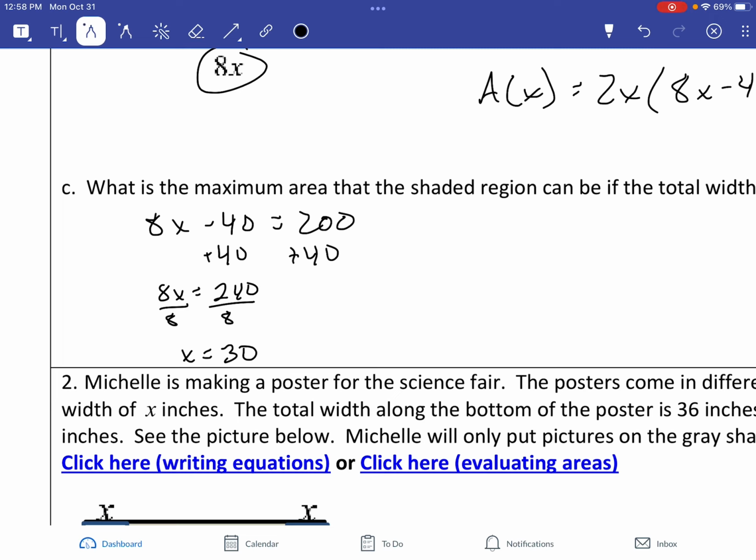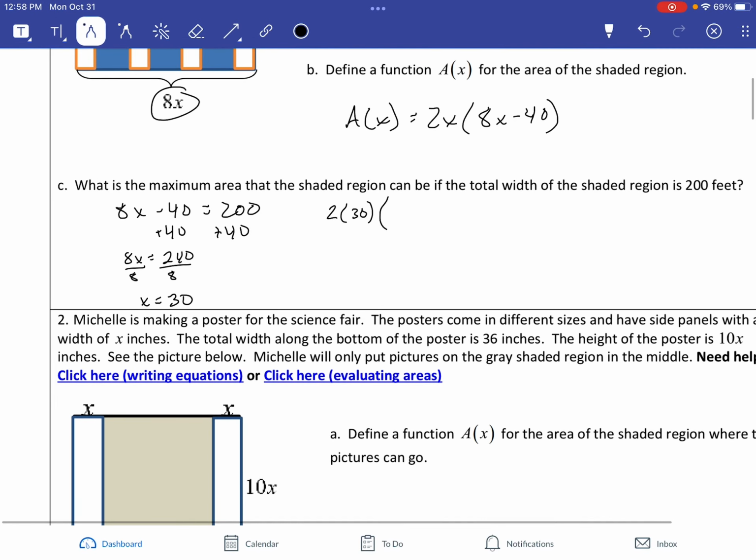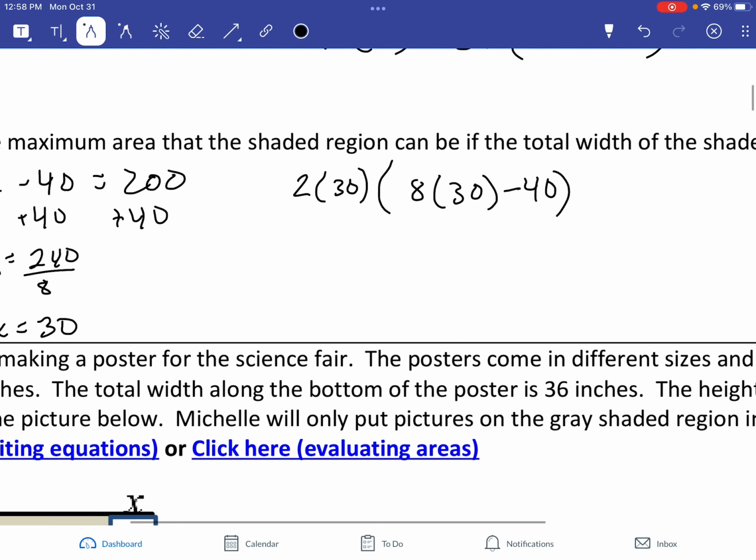So we have 2 times 30 times 8 times 30 minus 40. So 2 times 30 is 60. 8 times 30 is 240, minus 40 is 200. We just saw that. So this seems like it's harder than it is. 6 times 2 is 12 with 3 zeros. Feet squared. All right, there we go.